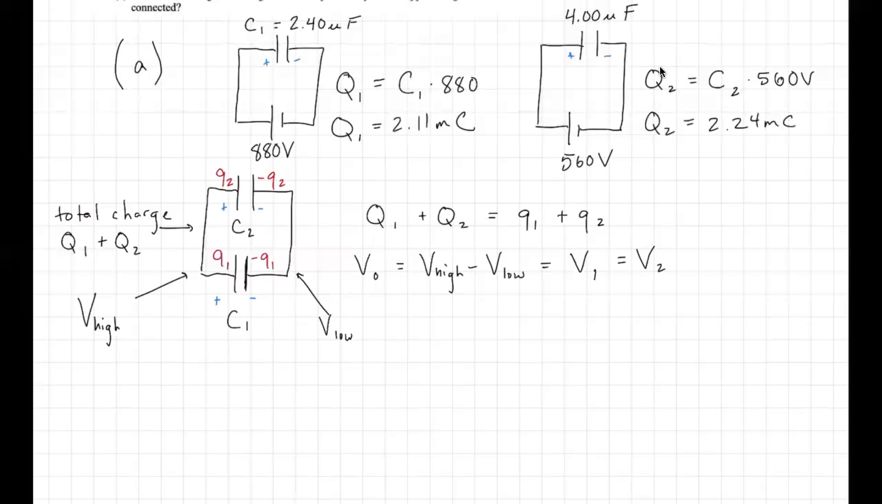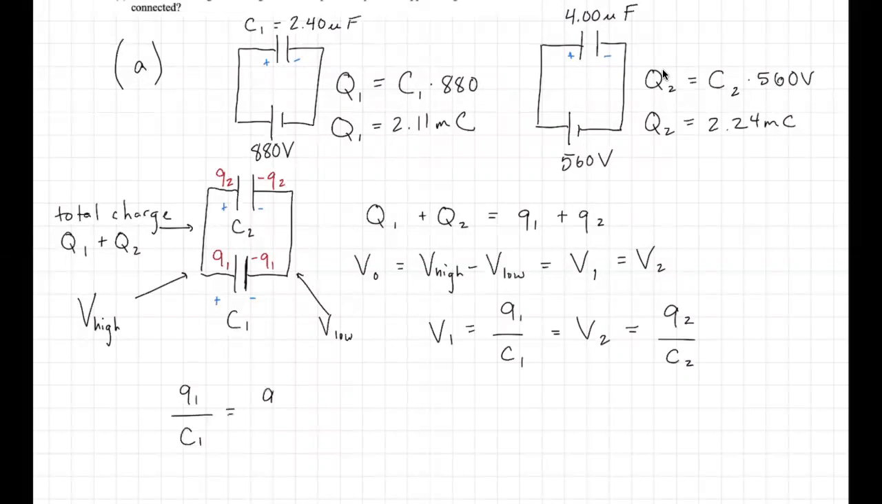So how do we proceed from here? Well, I'm going to use this equality that I just wrote down, that the potential difference is the same for both capacitors. And I'm going to write that a different way, using our expression for charge, capacitance, and voltage. So V1 is equal to Q1 over C1, and it's also equal to V2. And V2 is equal to Q2 over C2. So I can say Q1 over C1 is Q2 over C2.